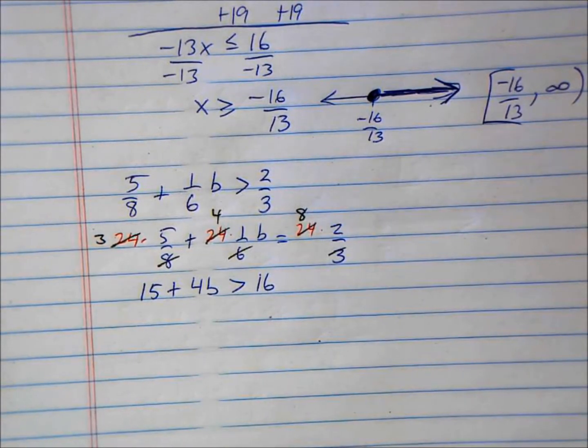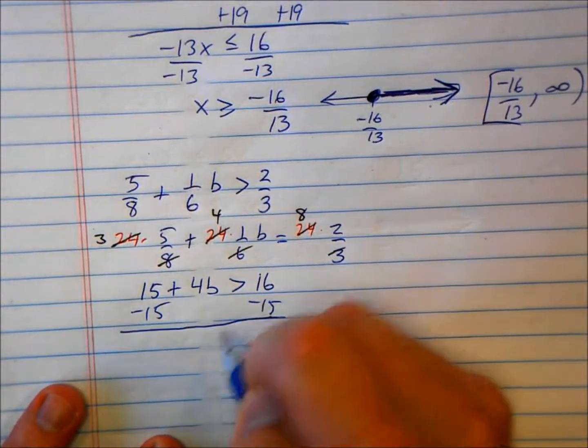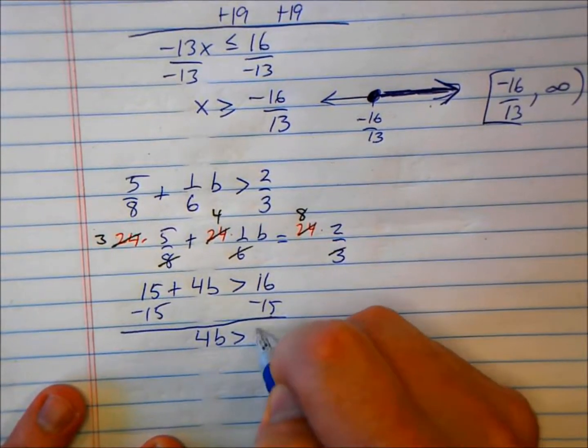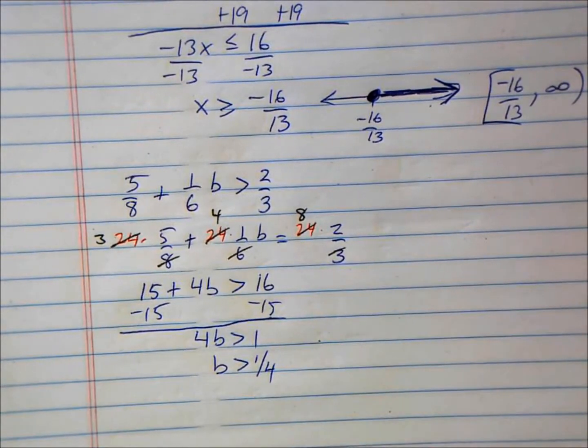So anytime I have an equation or an inequality that has fractions, what I do is I multiply by the common denominator. And that makes all the fractions go away. And when all the fractions are gone, that's a much easier problem for me to solve. Subtract 15 on both sides. 4b greater than 1. b is greater than 1/4.